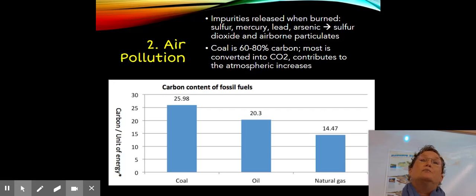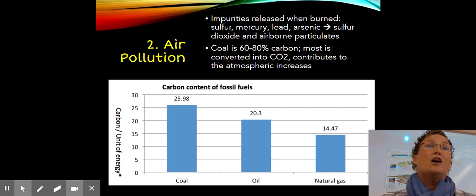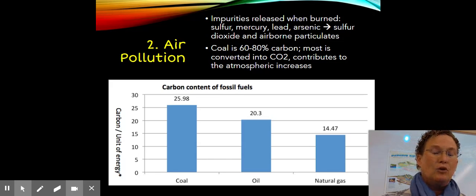All right, so there is way more air pollution from coal than from oil and natural gas. There are impurities released when it's burned: sulfur, mercury, lead, arsenic, and then sulfur dioxide in the air leads to acid rain. And it is mostly carbon, so it's converted into CO2. Actually, it's great when it's converted into CO2 instead of CO or some of these other sooty type emissions, because that's where you get most of your air pollution. When it's a complete combustion, it makes CO2, which is a heat trapping gas, but that's the cleanest thing you could get from coal because of what it is.